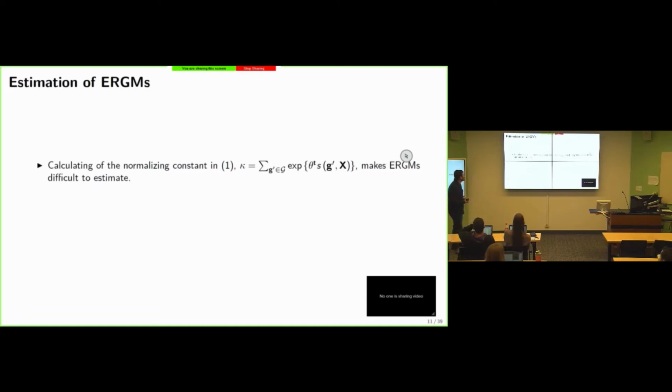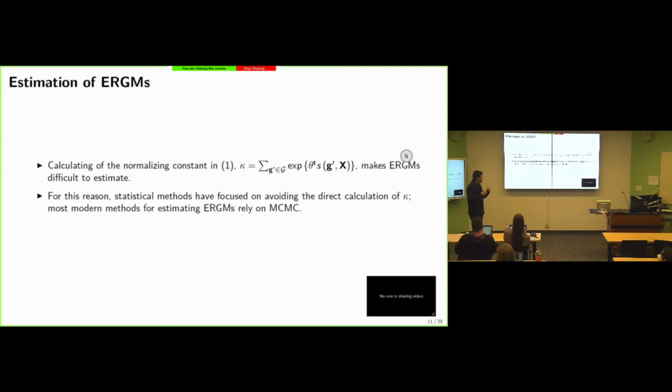Okay, so the problem with estimating ERGMs is the issue with the normalizing constant, which has a lot of terms. For this reason, methods that have been developed for estimating ERGMs have focused on completely avoiding this normalizing constant, which is hard to calculate, plus relying on MCMC most of the time.